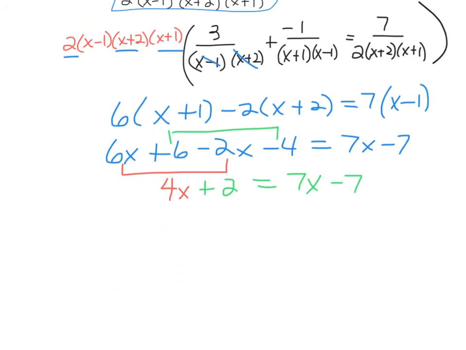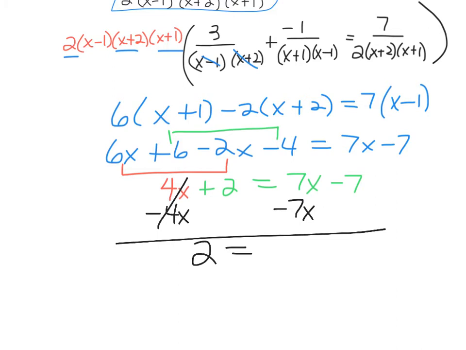I now need to get my x's together and my numbers together. Doesn't matter which. I'm actually going to move the red 4 to the 7. Technically, it doesn't matter. I could move it the other way. I just get a negative 2.